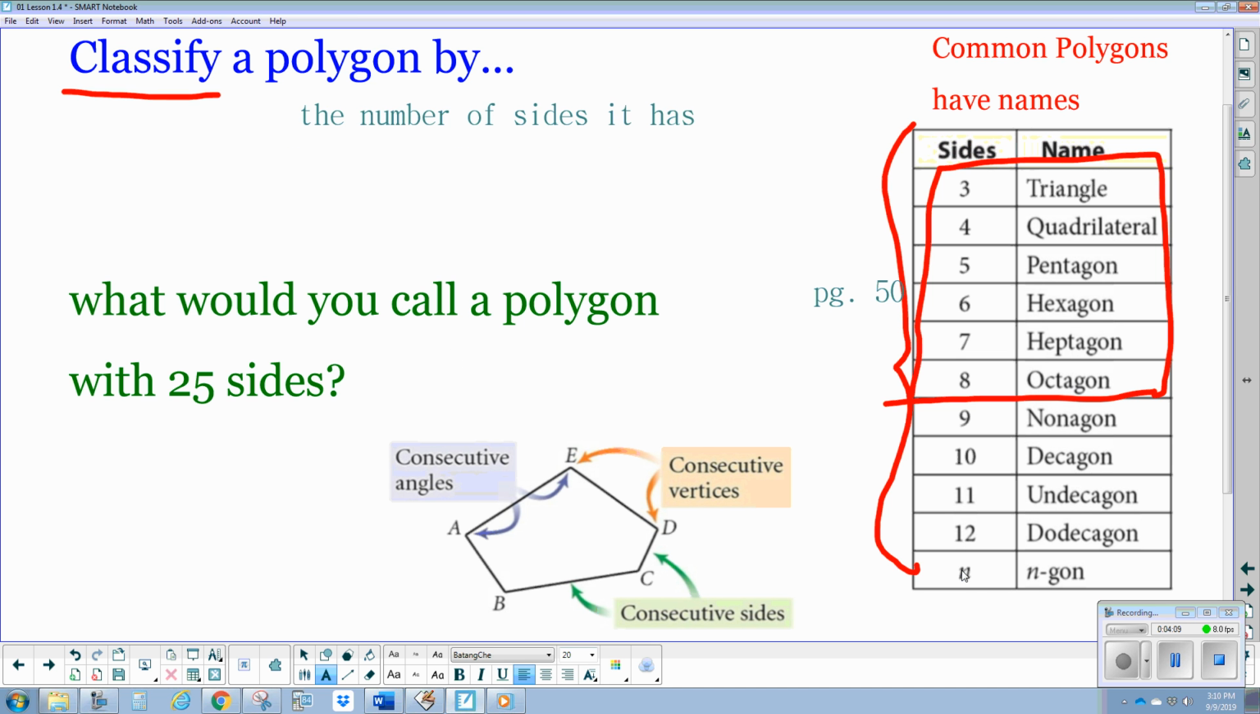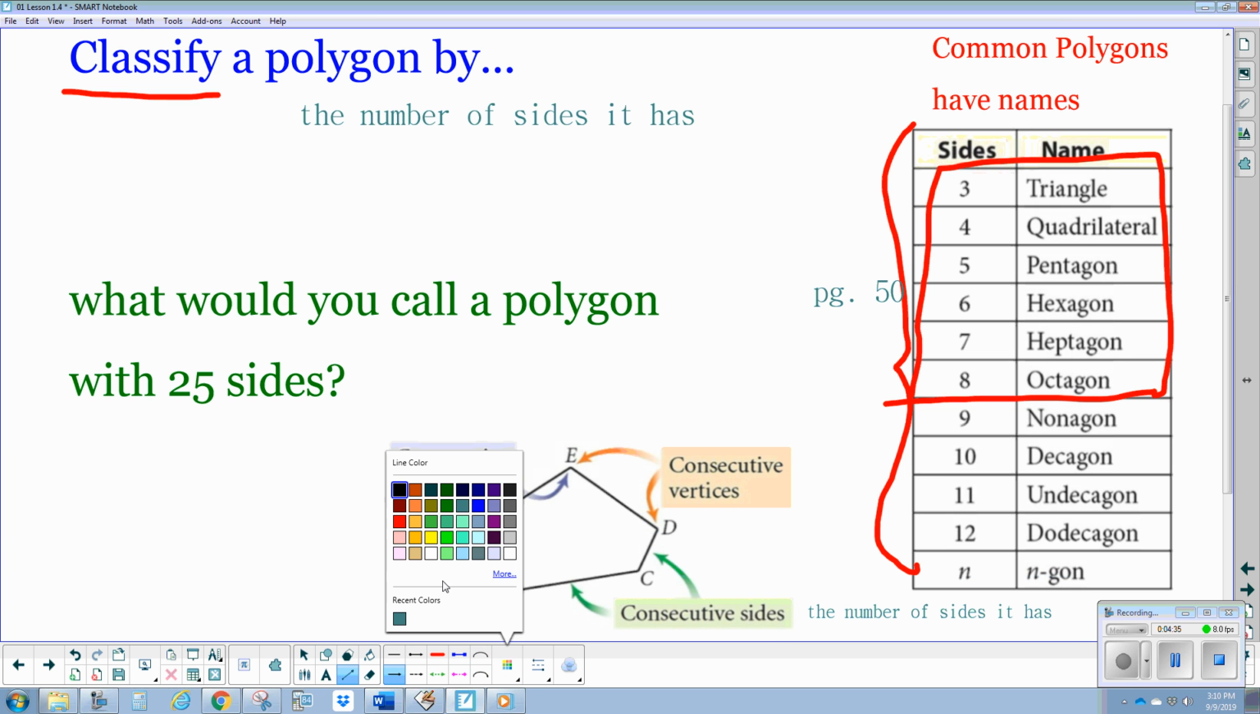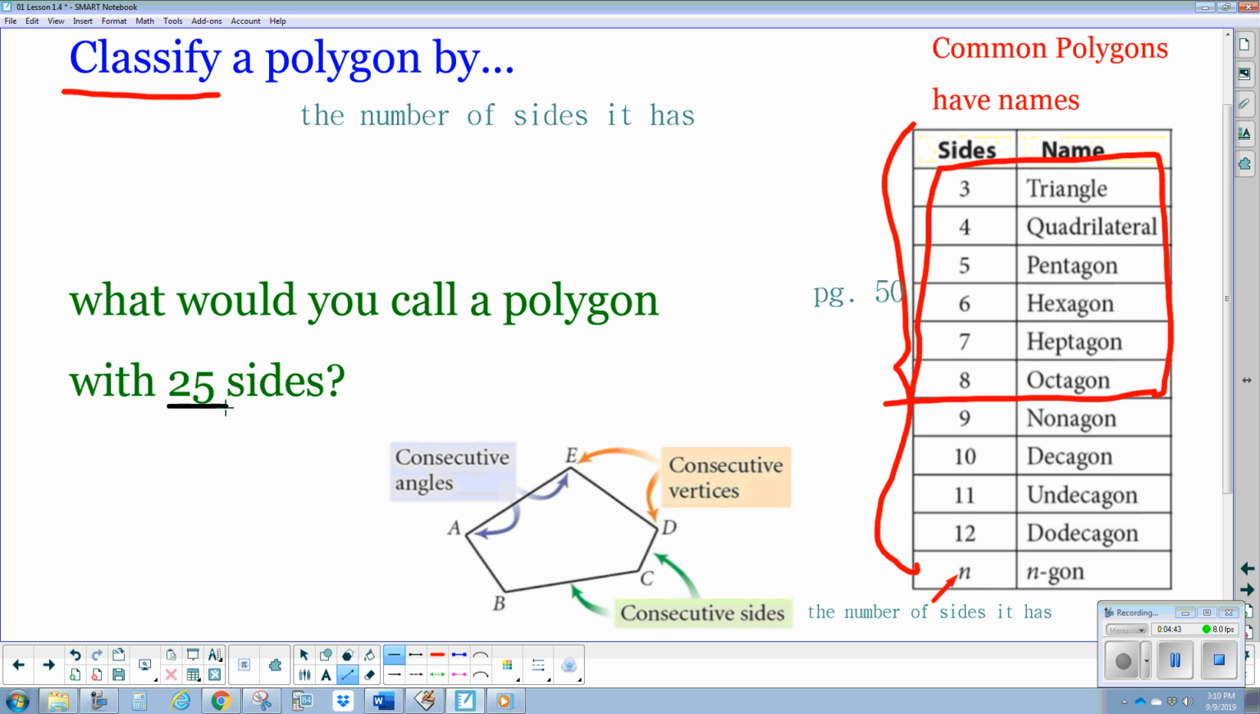Now, once we get past 12, we don't really have names for these polygons. We call it an n-gon, and n stands for the number of sides it has. So if we have some polygon with, say, 25 sides, like listed here, we just call it a 25-gon. That's it, just a 25-gon. We don't have a special name for it.